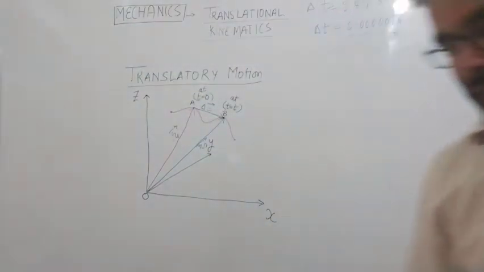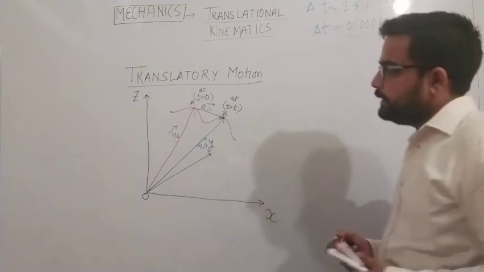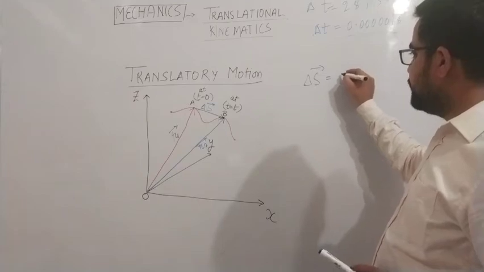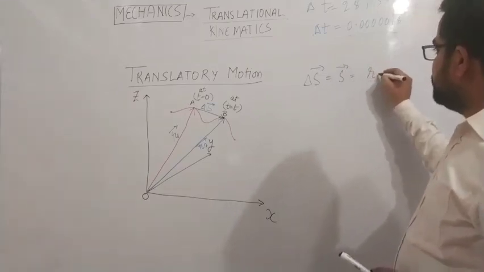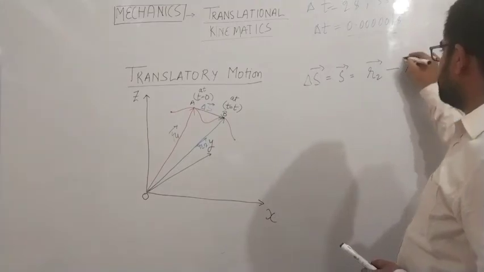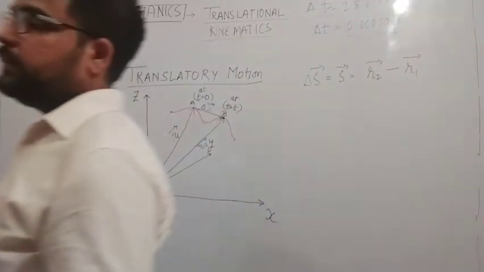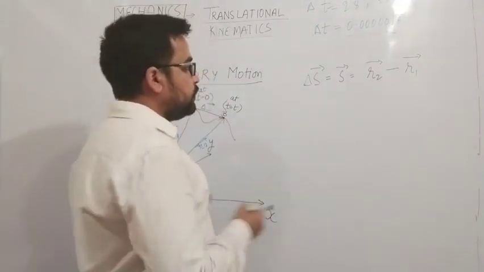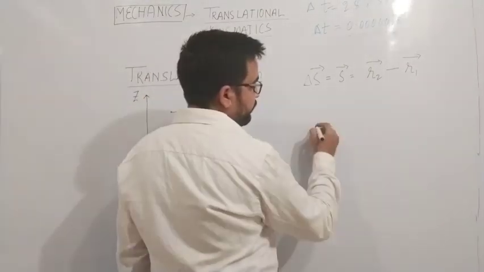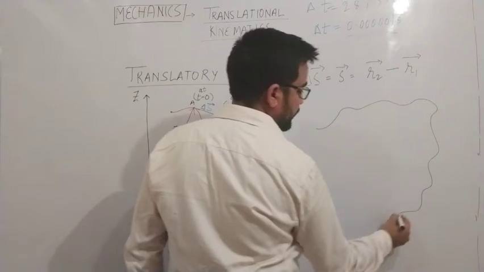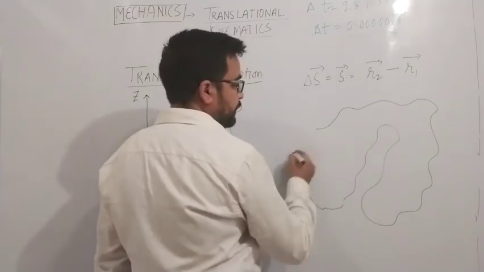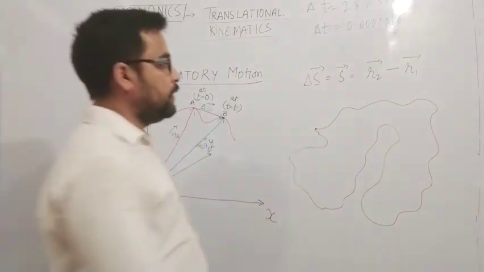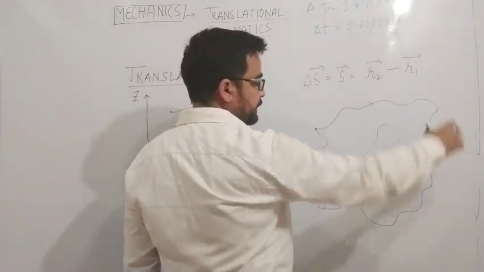Okay, one thing I forgot to tell you, although it is obvious: what is delta S, or what is displacement? Displacement is nothing but final position minus initial position, right? That I forgot to mention. So final position minus initial position. So if you are following a path, you are moving on a path, but finally you are coming to the same point. I think it's clear, although it's a very complex path, you are going like this, right?